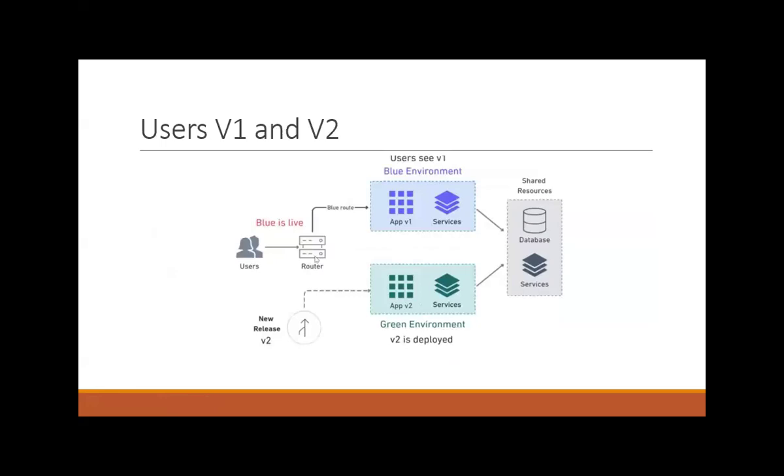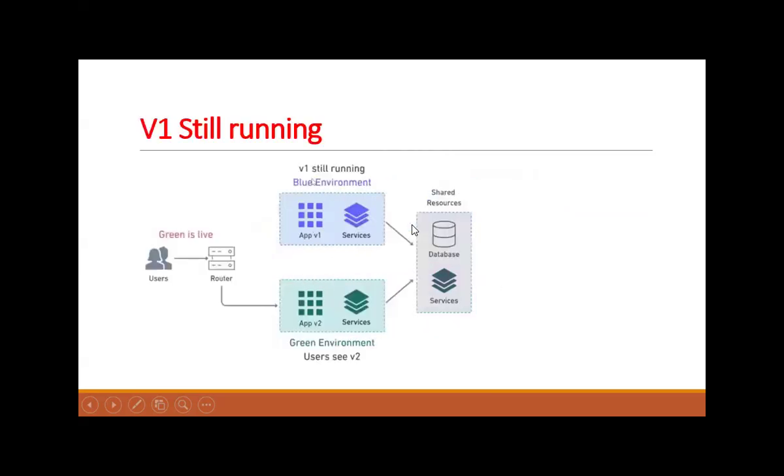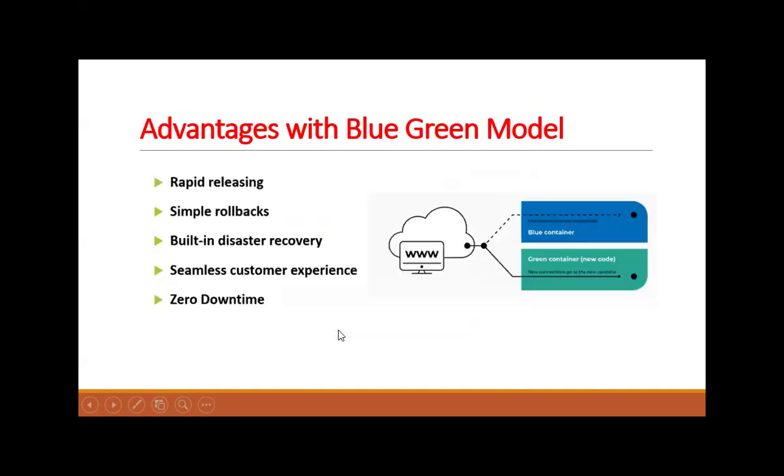Okay, so user V1 and user V2. The new release, V2, will be deployed on the green. So V2 is deployed, but users are still seeing V1, right? The users are using V1, so V1 is still running on the blue environment. Then the green is live. Once the DNS is routed, it goes directly to the green deployment.